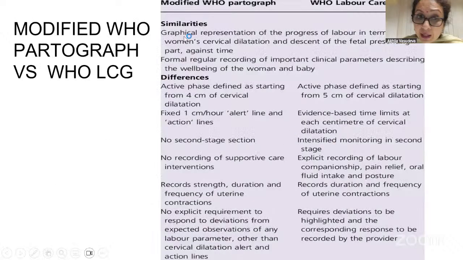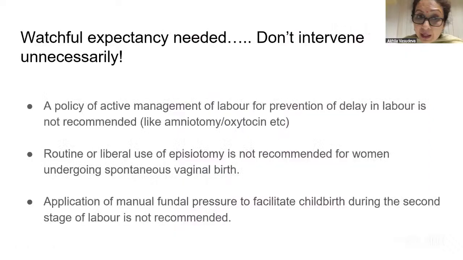So these are many differences between the modified WHO partograph versus WHO. I think that's very clear in this slide, but I have dealt with all these things individually. Watchful expectancy is all what is needed because labor is, after all, a physiological event. A policy of active management of labor for prevention of delay is not recommended. For example, somebody is 4 centimeters for 6 hours, you do AROM is a very common practice, but if you really follow labor care guide, you should just allow them with her and don't do anything.